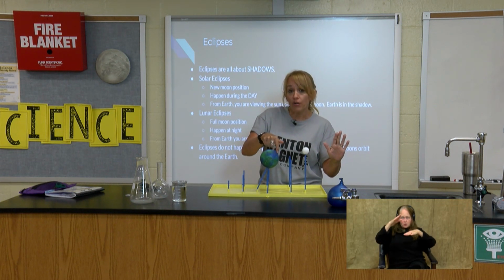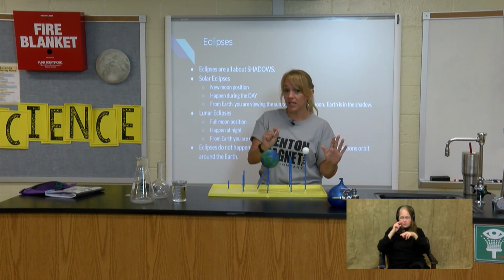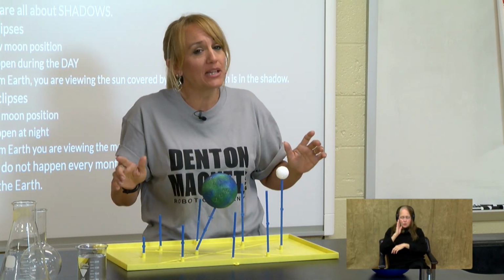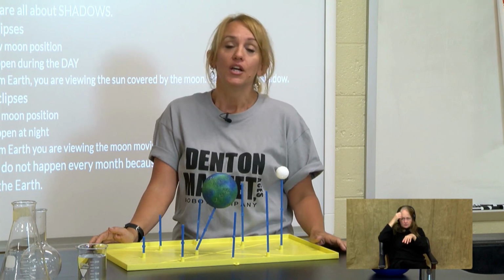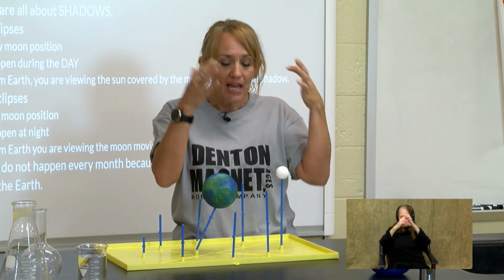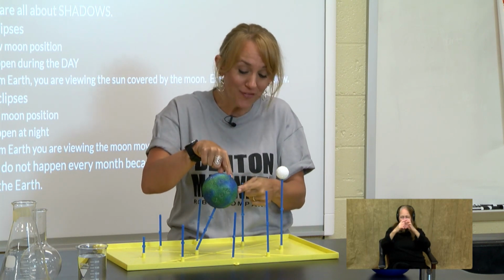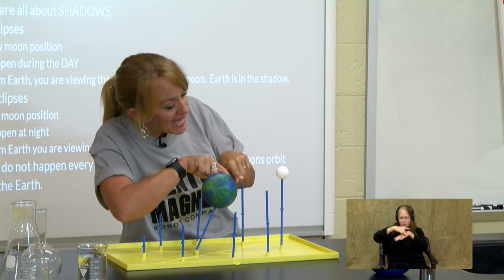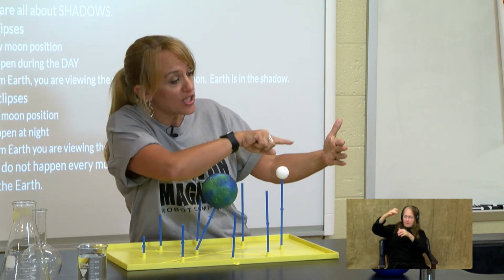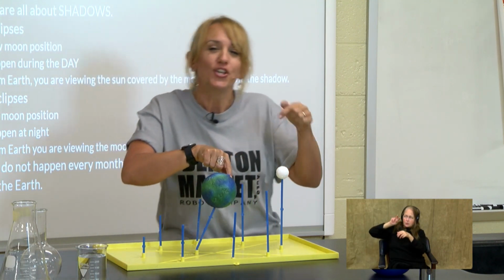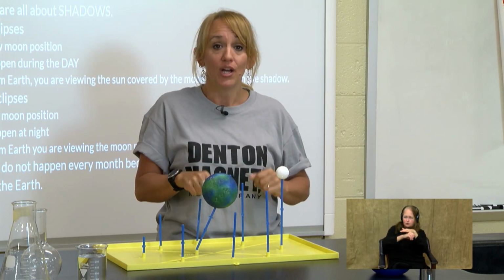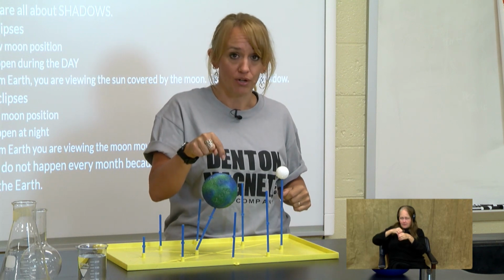When you're on Earth viewing a solar eclipse, it happens during the day. And you'll actually be looking at the sun. You'll be looking at the sun that's being covered up by the moon. Think about it. If you place yourself here on Earth and you're looking at the moon here and the sun is behind it, a solar eclipse, you're actually looking at the sun. You're standing in the shadow. You're not looking at the shadow. You're in the shadow on Earth.